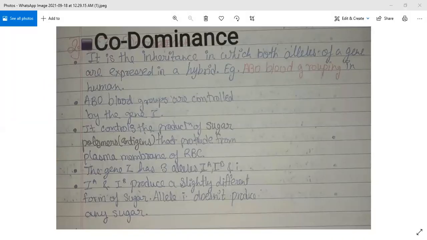The second non-Mendelian inheritance is codominance. It is the inheritance in which both alleles of a gene are expressed in a hybrid. That is, for example, ABO blood grouping in human.